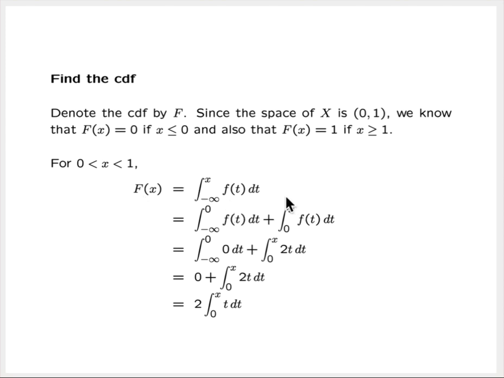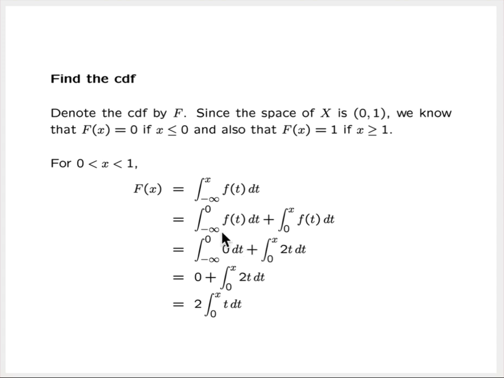Now again, I'm going to decompose the interval over which I'm integrating into those intervals where the PDF has different expressions or values. And so I'm going to decompose the interval from minus infinity up to x into two intervals, from minus infinity up to 0, and then from 0 up to x. And then using properties of integration, this integral is equal to the sum of these two integrals.